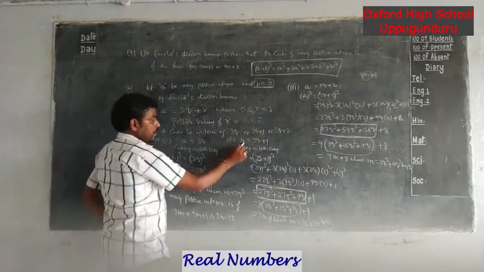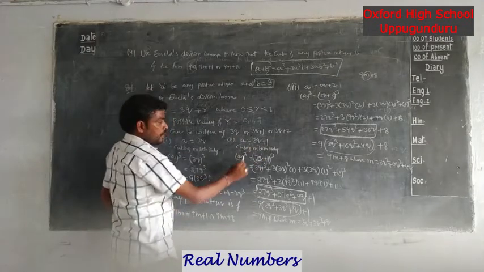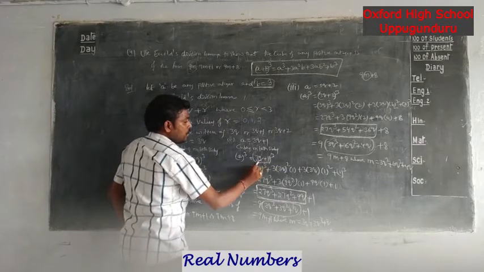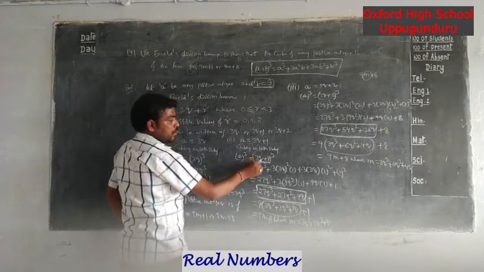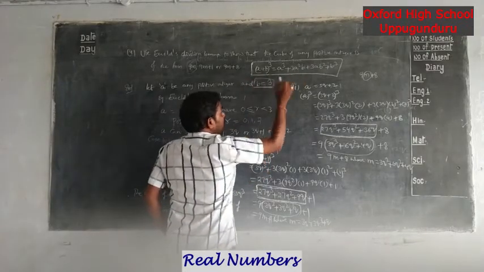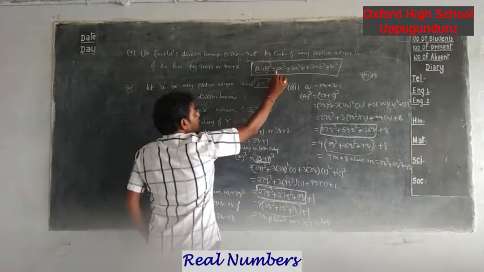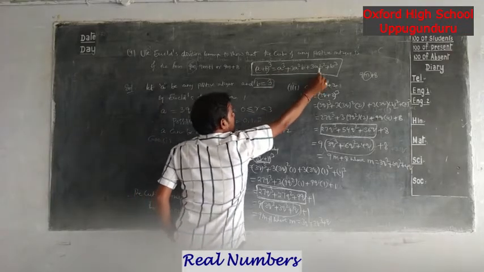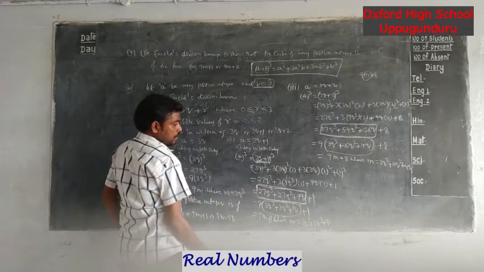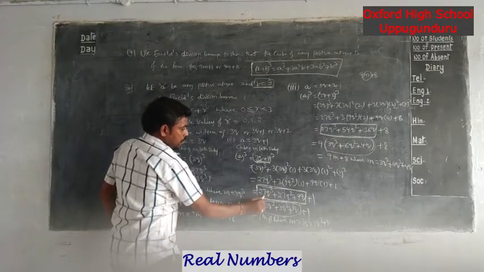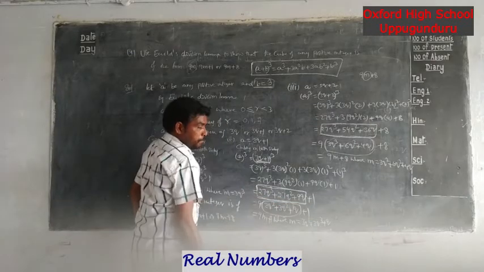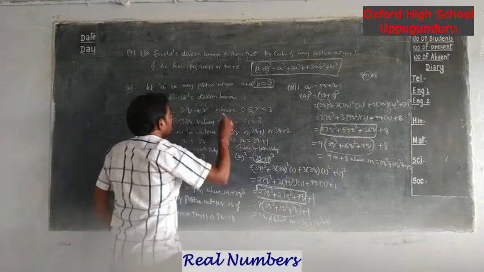Now coming to second case, a equal to 3q plus 1, cubing on both sides, 3q plus 1 whole cube. This binomial expression 3q plus 1 whole cube we are expanding by using the algebraic identity a plus b whole cube equal to a cube plus 3a square b plus 3ab square plus b cube. So using this we are expressing this expression as 27q cube plus 27q square plus 9q plus 1. Here last term is 1.